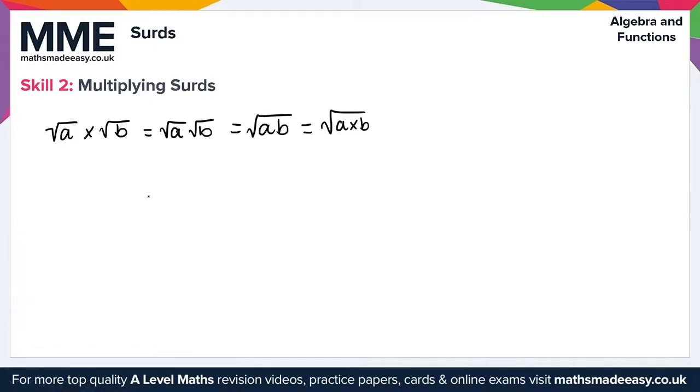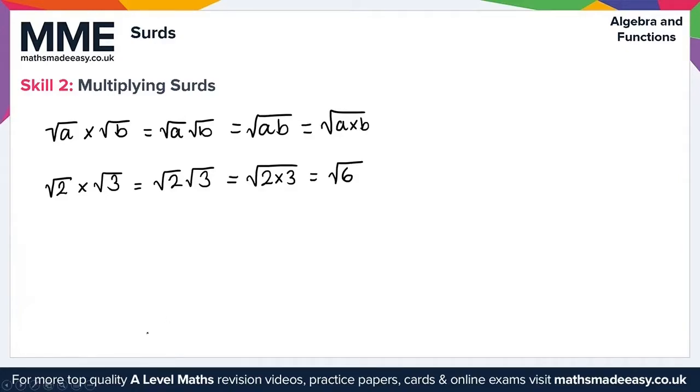So for example, if we've got the square root of 2 and we times that by the square root of 3, applying this rule, we could write that as root 2 root 3, which we can write under one square root as the square root of 2 times 3. And if we evaluate 2 times 3, we get the square root of 6.